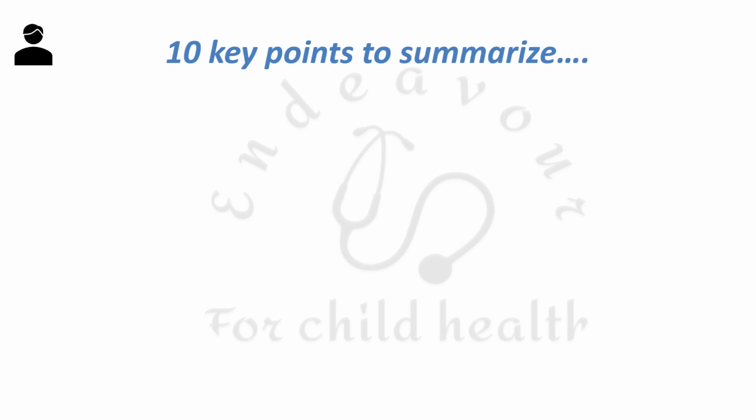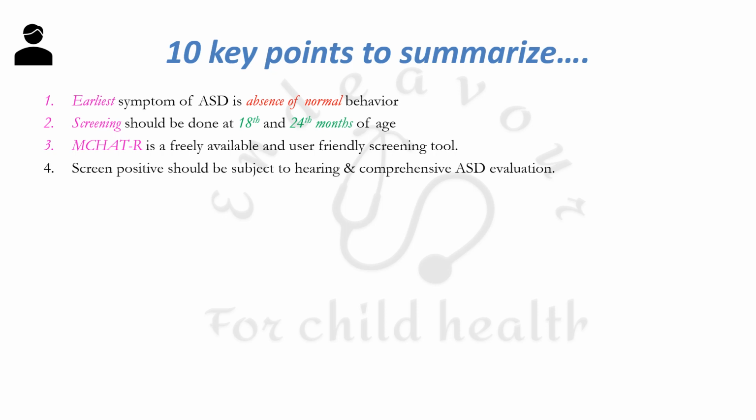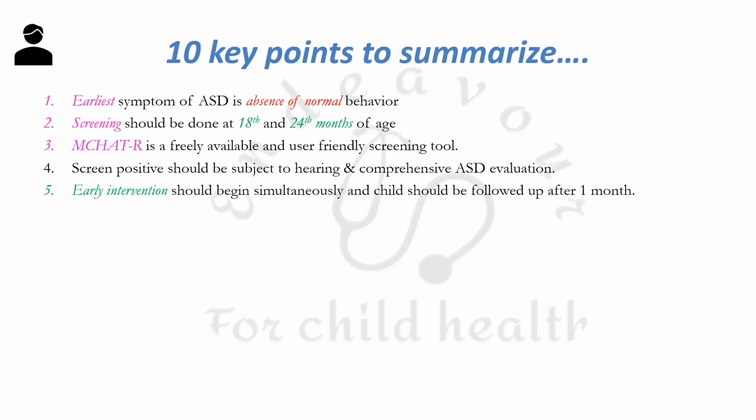So the 10 key points to summarize at the end of this video, I think, are as follows. The earliest symptom of ASD is absence of normal behavior. Screening should be done at 18th and 24th months of age. M-CHAT-R is a freely available and user-friendly screening tool. Screen positive should be subject to hearing and comprehensive ASD evaluation. Early intervention should begin simultaneously and the child should be followed up after 1 month.